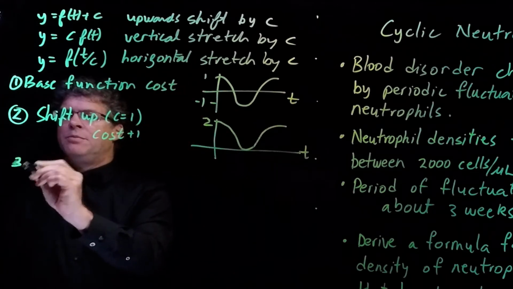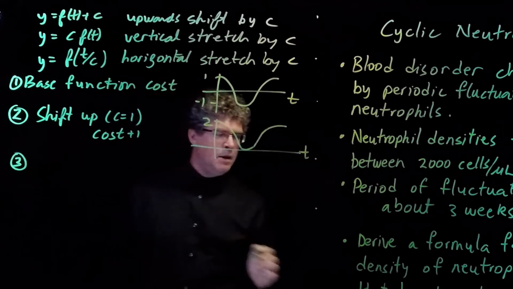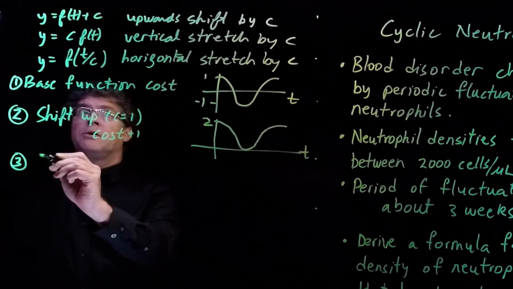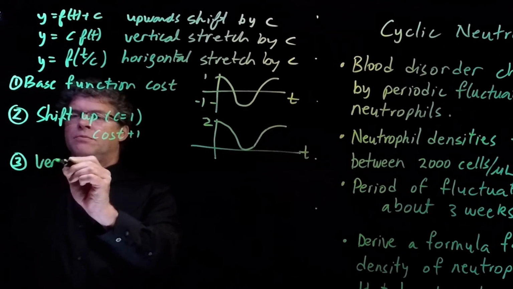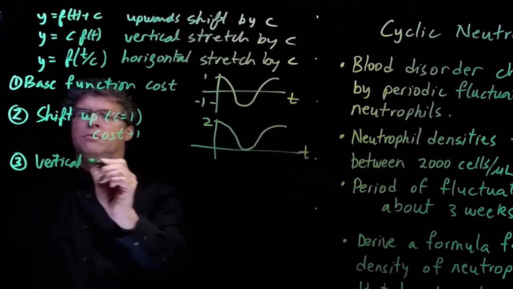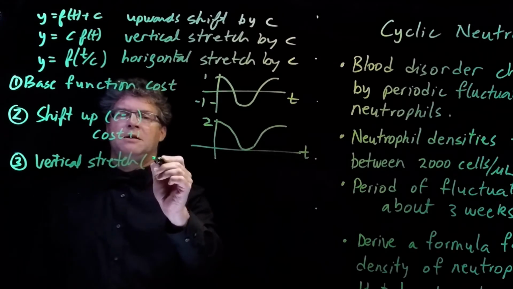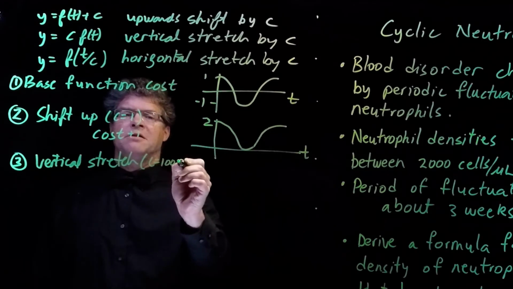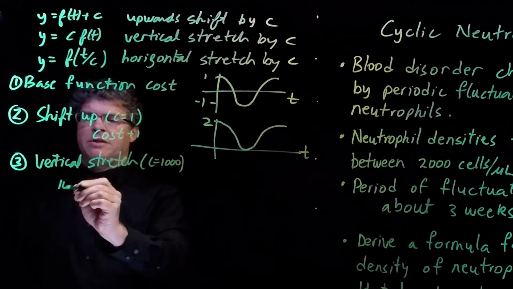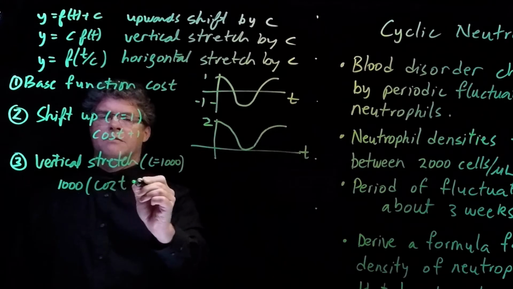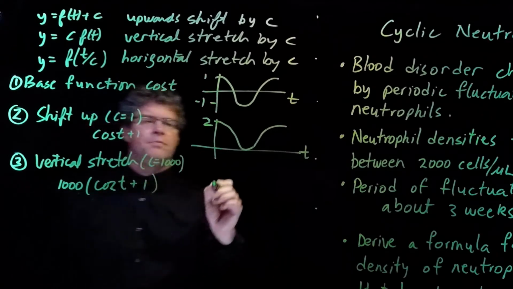Now the maximum given over here is 2,000, so we want a vertical stretch. And we choose c is equal to 1,000 for that. So we have 1,000 times cosine of t plus 1.